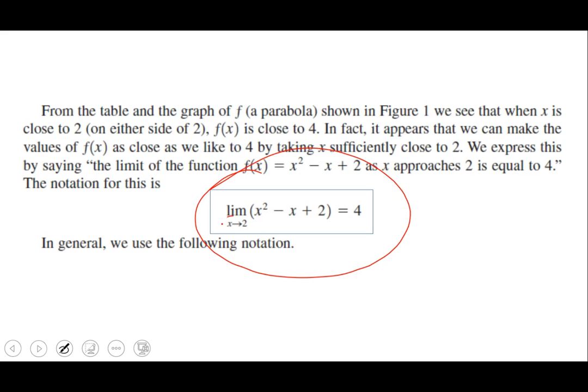You pretty much use x most of the time, although it can be a t or a y or whatever the case may be. So as x, or whatever the variable is, goes to whatever number, and in this case it's 2, of the function x squared minus x plus 2, and then equal to whatever the answer is, which in this case is 4. Please note that if you don't actually know what the function is, you can simply leave this as f of x or g of x. It doesn't necessarily have to be numbers if you don't know what they are.